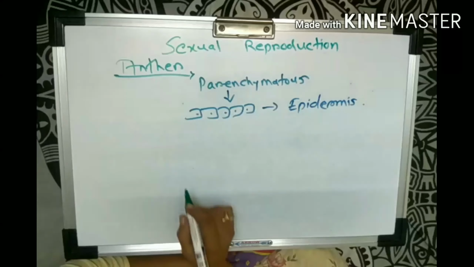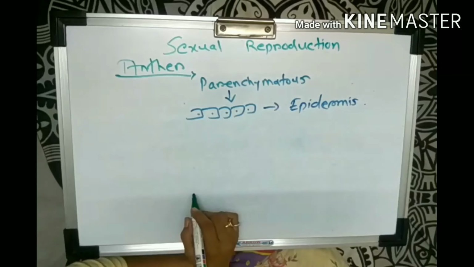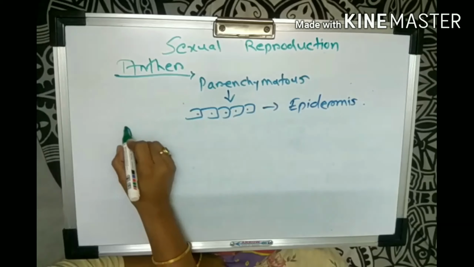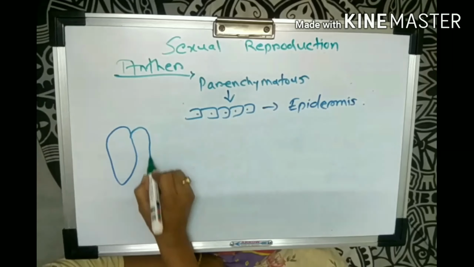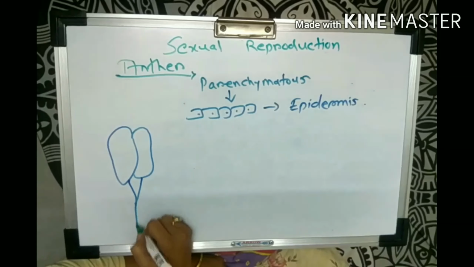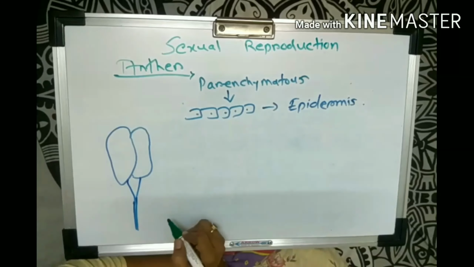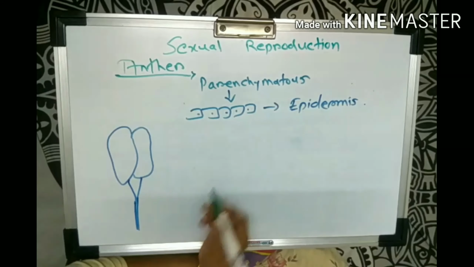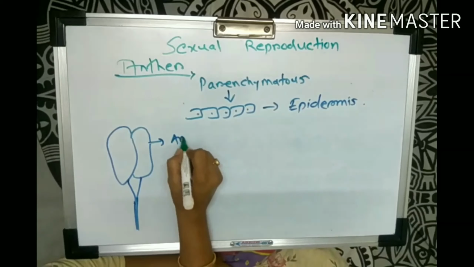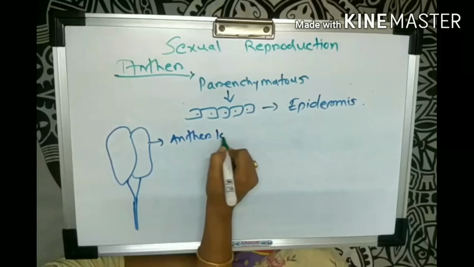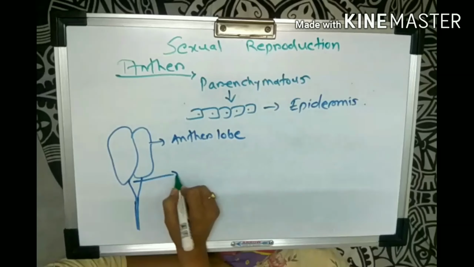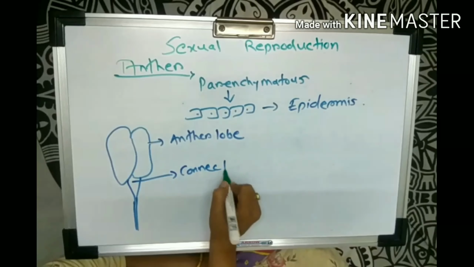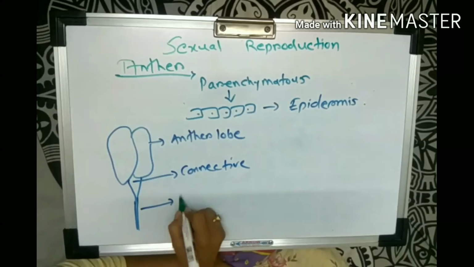Anther is a dithecous structure. Dithecous structure means, as we have already studied in the 11th standard, that a typical anther shows three structures: anther lobe, connective and filament.